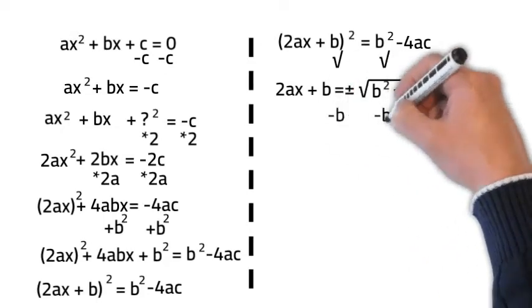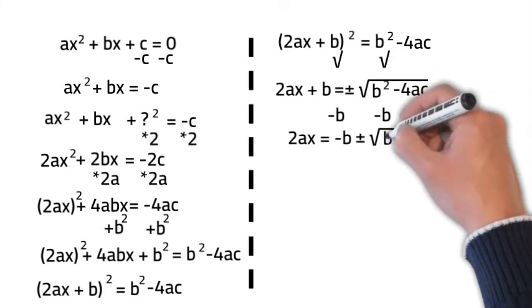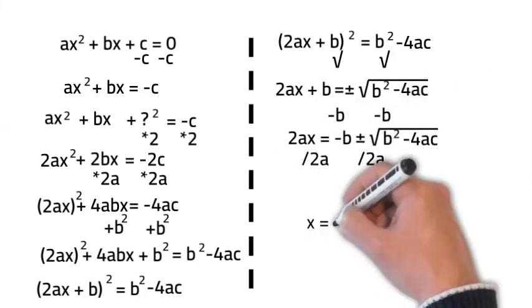I sure can. Subtract b from both sides. Now divide both sides by 2a. And we are done.